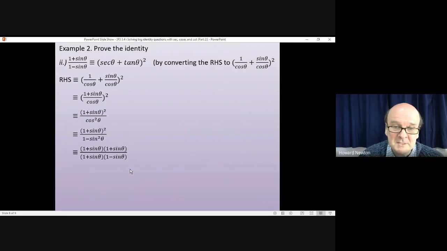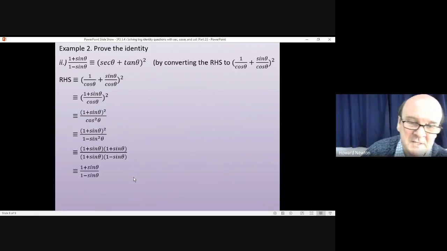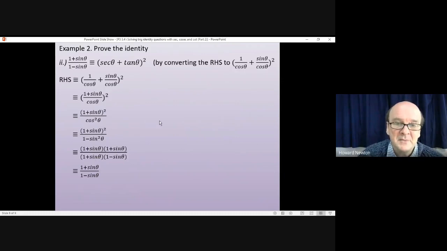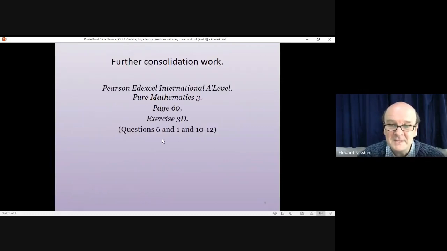The 1 plus sine thetas cancel. That leaves me with 1 plus sine theta over 1 minus sine theta. And that is the left-hand side of the identity. So I started with the right-hand side. I've proved that it's the same with the left-hand side. I have done what they asked me to do, QED. The question is finished. Okay, and that gets us to the end of this lesson.